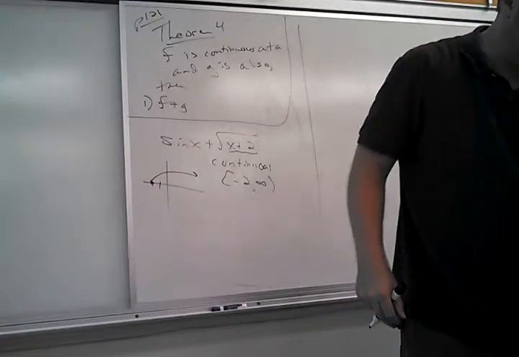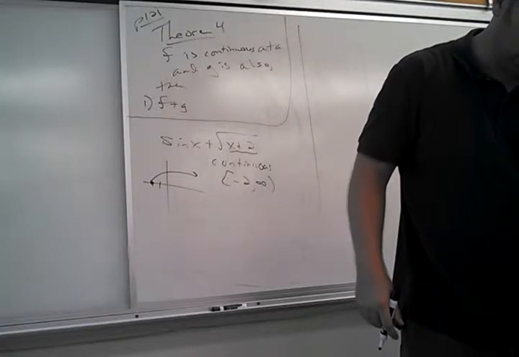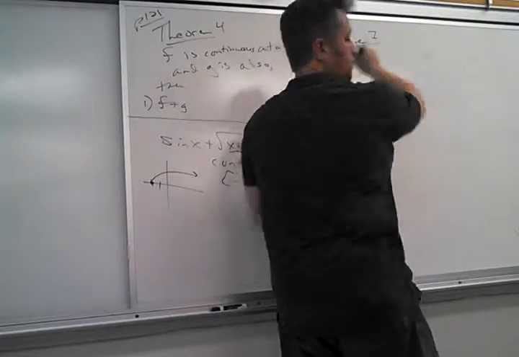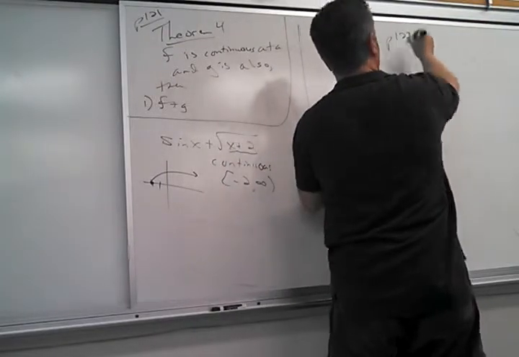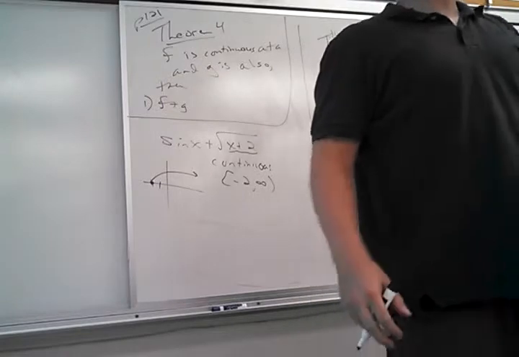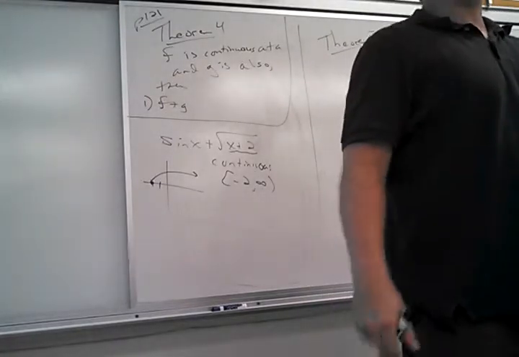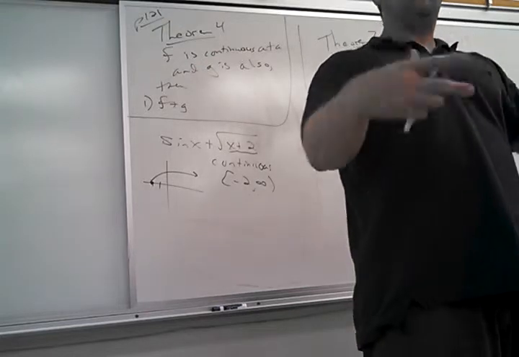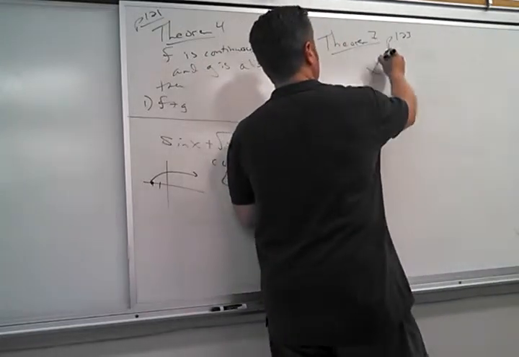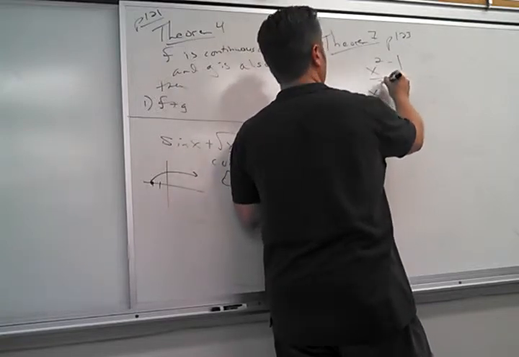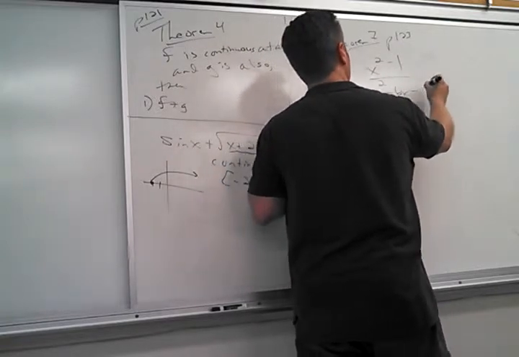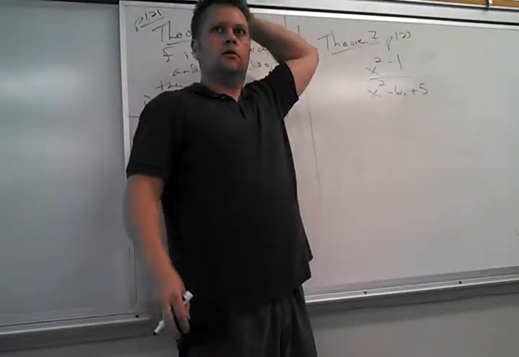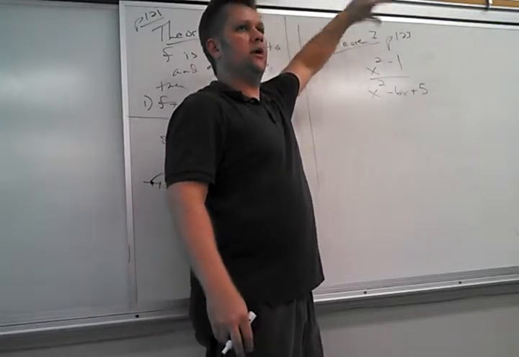So let me just get down to it. Theorem 7 has all this. This is really cool. This is on page 123. It's a listing of all the kinds of functions that are continuous on their domain. So when I say a rational function is continuous, that means on its domain. Any rational function will be continuous on its domain.